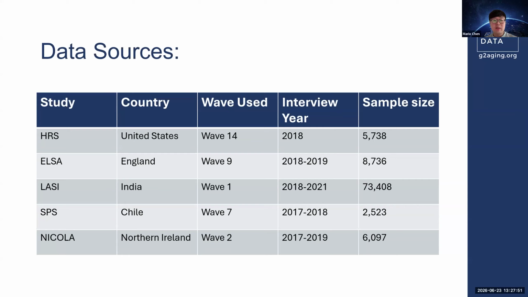Because these studies were conducted independently, data collection did not occur during exactly the same years. So to improve comparability, the wave from each study that most closely aligned with the 2018 to 2019 period was selected. By aligning studies to a similar time frame, we minimize the influence of differences in survey timing and ensure that observed differences across countries are more likely to reflect real differences in social isolation rather than differences in when the data were collected.